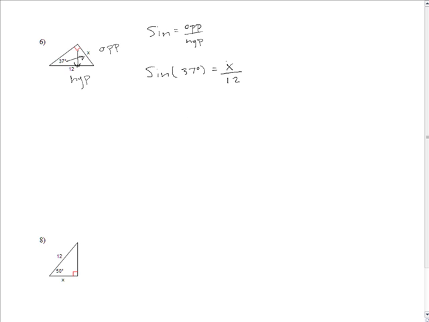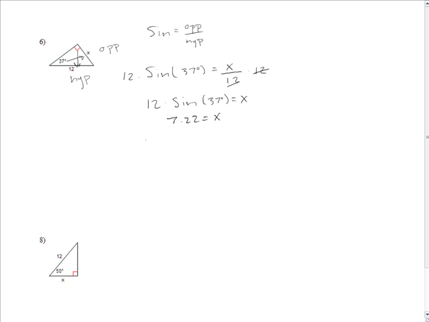Now we need to isolate x. In order to do that, we need to multiply both sides of our equation by 12. The 12s cancel out over here, and we get that 12 times sine of 37 degrees is equal to x. That gives us a side length of 7.22. 7.22 is equal to x.